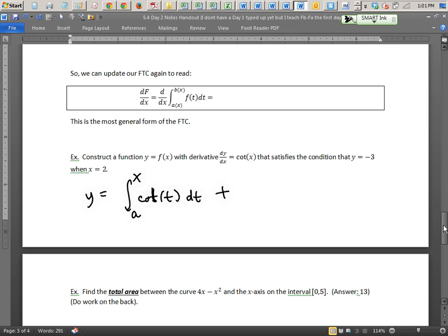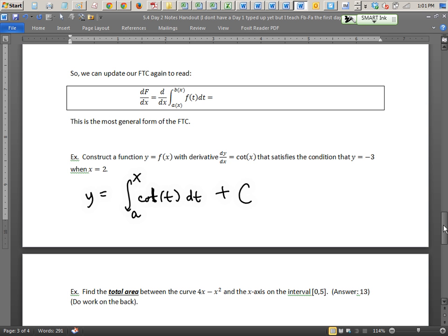Okay, and then there's a mystery constant. In other words, there could be a 1 million here. The derivative would still come out to cot x. See? And now I just have to satisfy these conditions. I really want it to be where when x is 2, y comes out to negative 3. Let's see if I can get the conditions to work. In other words, I'm going to have to pick an a and a c that actually makes sense here.